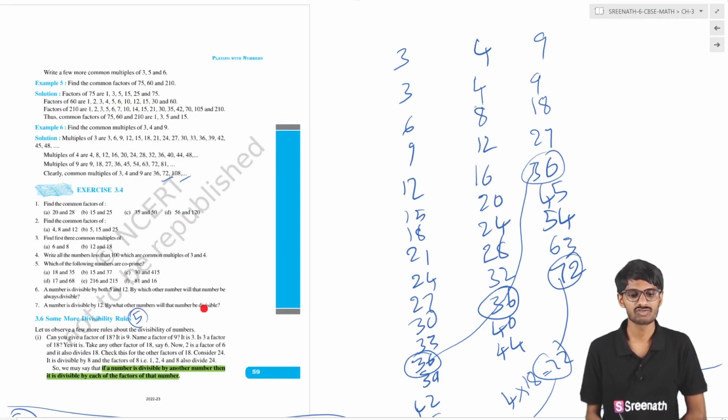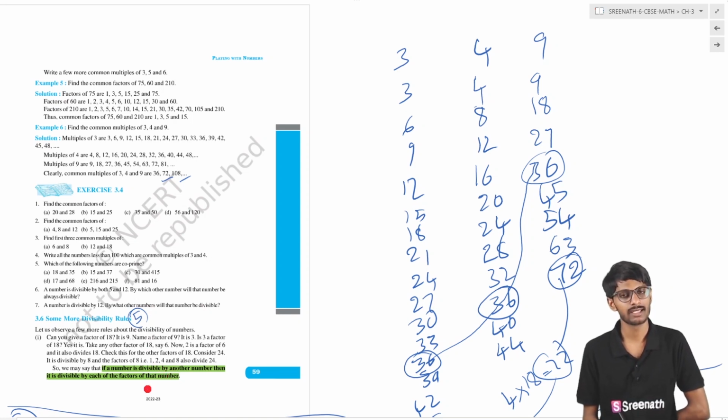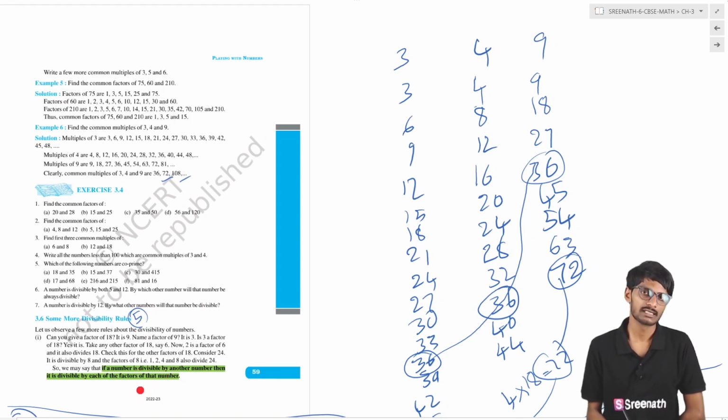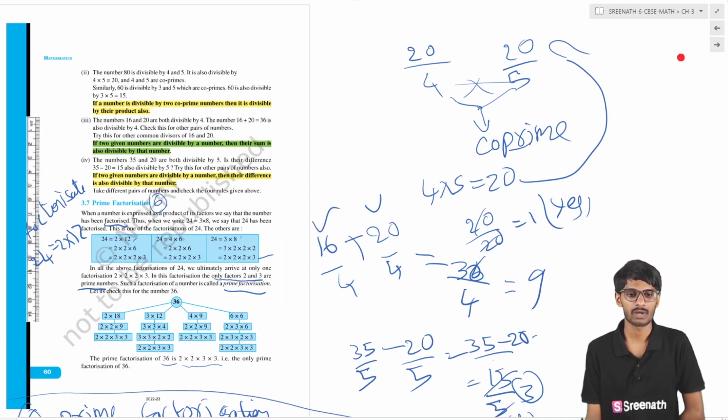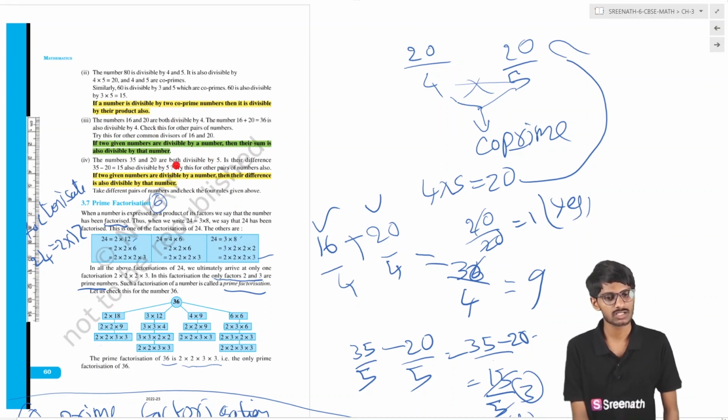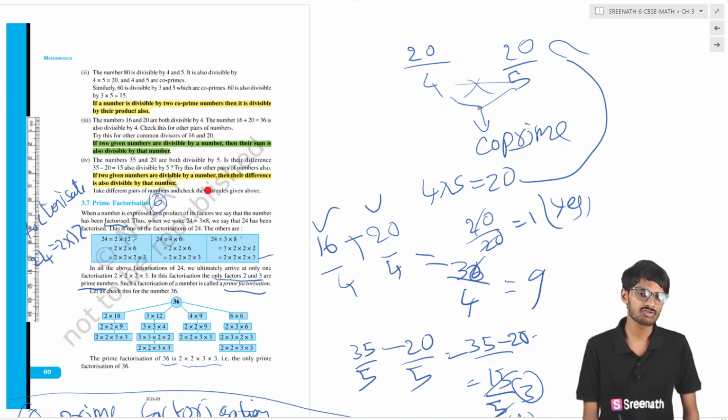Next are the rules on divisibility. If a number is divisible by another number, then the factors of the divisor also divide it. If a number is divisible by two co-prime numbers, then it is divisible by their product also. If two given numbers are divisible by a number, then the sum of the two numbers is also divisible by that number. Likewise, the difference of the two numbers is also divisible by that number.